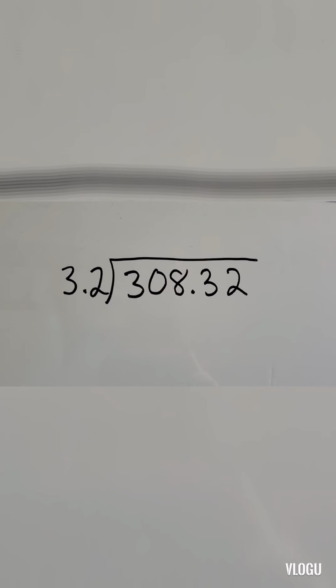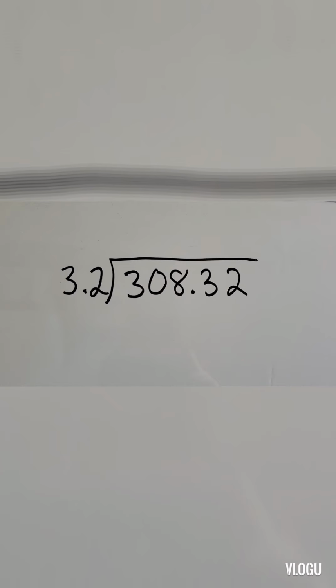I multiply by my number, by the divisor. And I'll subtract. 8 minus 8, 0. 0 minus 8, well, I can't do that. I'm going to have to borrow from the 3, make it a 2.